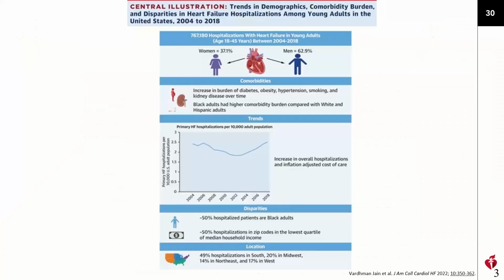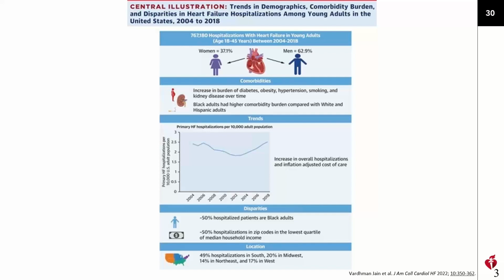Next slide. And this central illustration talks about those demographics and comorbidities and the younger people, and we realize that for those patients who will be hospitalized for heart failure, the majority of them will be men. There will be an increased burden of the comorbidities, and African Americans, because they are more likely to have more of those vulnerabilities, higher comorbidity, would be much more likely compared to whites and Latinos to be hospitalized for heart failure at a very early age.